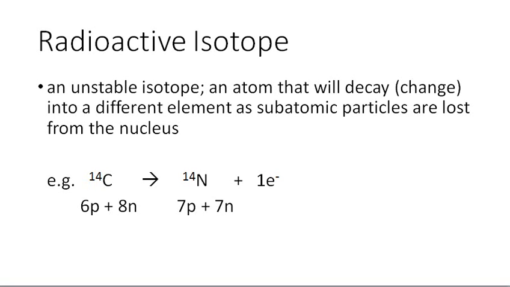The rate of decay is consistent for a given isotope. The rate is not affected by conditions such as heat and pressure. In this example, radioactive carbon-14 changes into nitrogen.